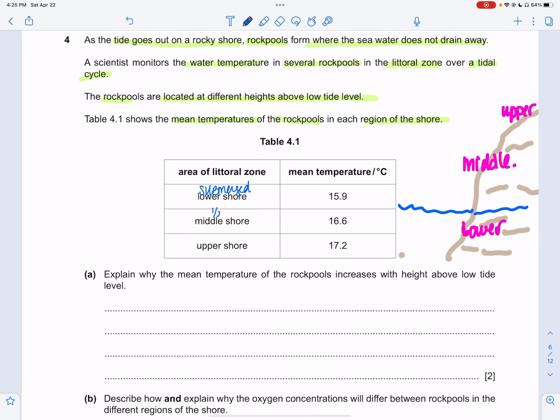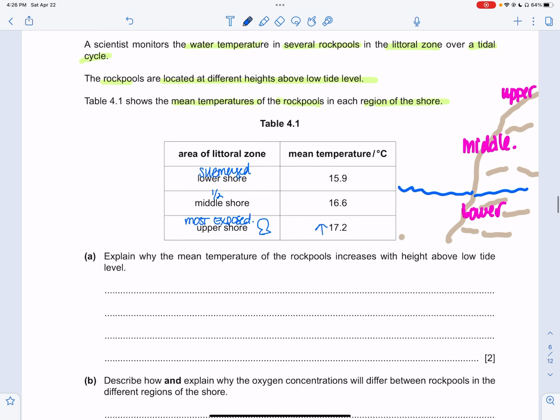Middle shore, you got that half and half, and then upper shore is most exposed. You're going to find a lot of shells here, but probably not a scallop, because scallops swim like Pac-Man through the water, but that's my go-to shell. And if you compare the data, where there's most exposure, your average temperature is highest, and then it goes down, and at the lower shore where it's going to be submerged most of the time, it's the lowest.